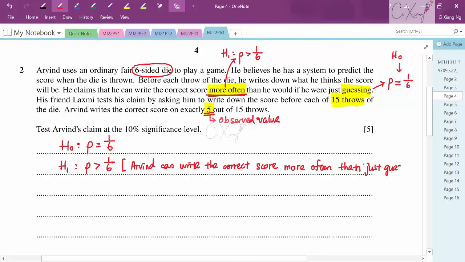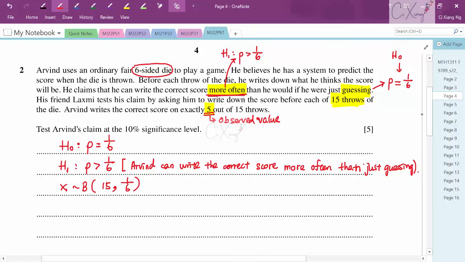Okay, so that's the meaning for the alternative hypothesis. All right, so since we know that we are going to test the proportion, the probability for some certain event, generally this is a binomial distribution with n, the total number of trials, being 15 just now, and the probability being 1 over 6. So we should know that this is actually a binomial distribution.